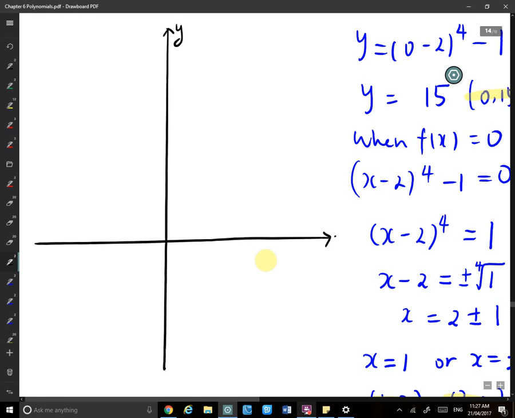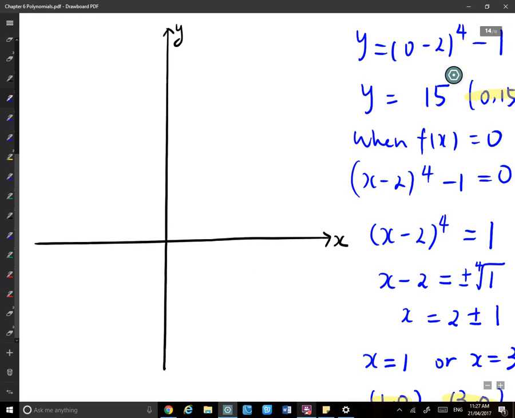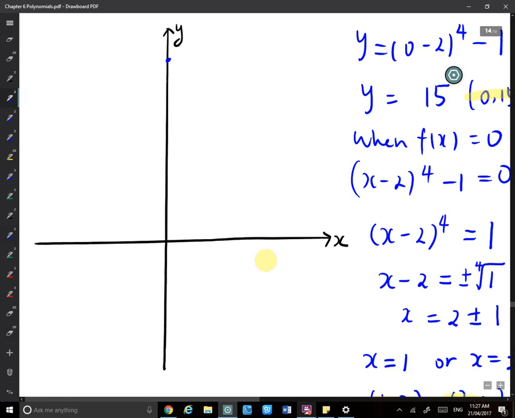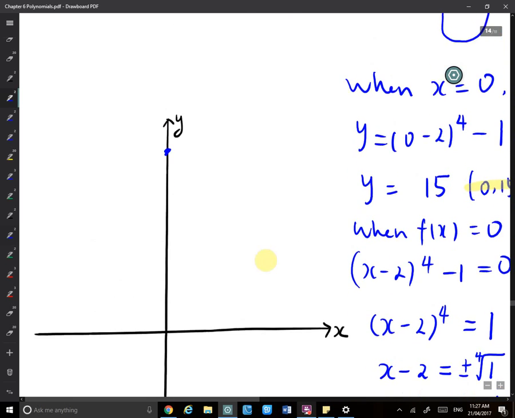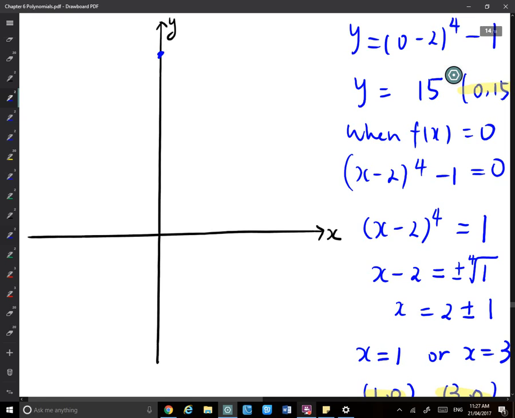Have y here, have x here. Okay, you have (0, 15), which is here, and you have (2, -1), the turning point. (2, -1) is the turning point, and you have (1, 0) and (3, 0). (1, 0) is here, (3, 0) is here.